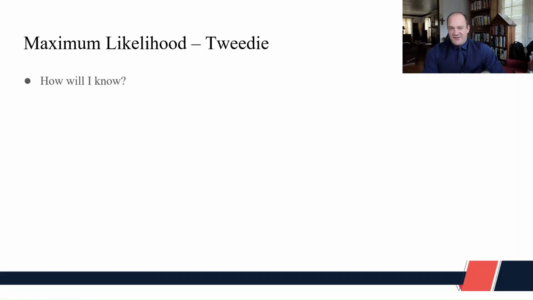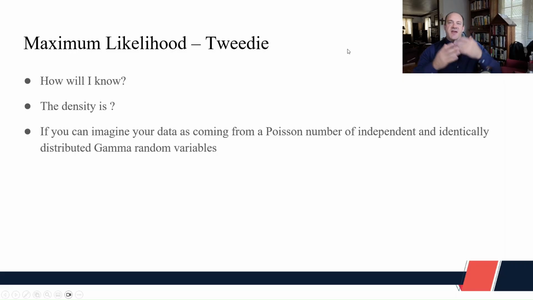And so again, the question is, how will I know? And the answer is, well, first of all, the density is complicated. The density is complicated because the Tweedie distribution is part of what's known as exponential dispersion models, which in their most general form have a very complicated PDF. But one of the applications of it is if you can imagine your data as coming from a Poisson number of independent and identically distributed gamma random variables, then you're in good shape.